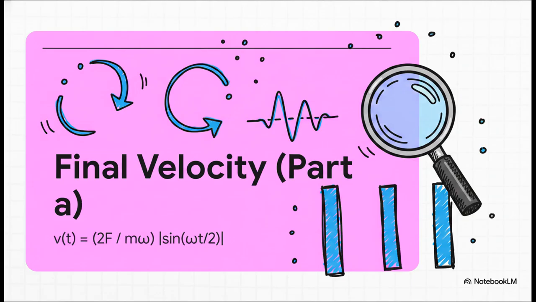But look really closely. You see those absolute value bars around the sine function? That is the most important part. It tells us speed can't be negative, which, of course. But it also tells us that the speed is going to periodically drop all the way down to 0, and that is the key to the entire second half of this puzzle.